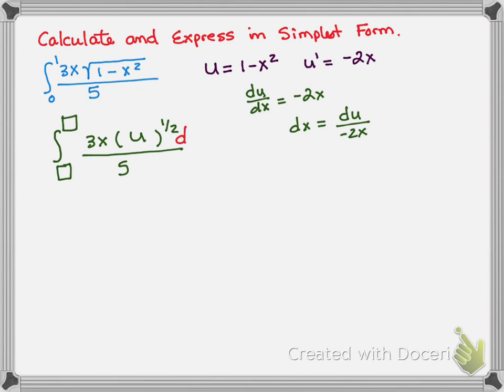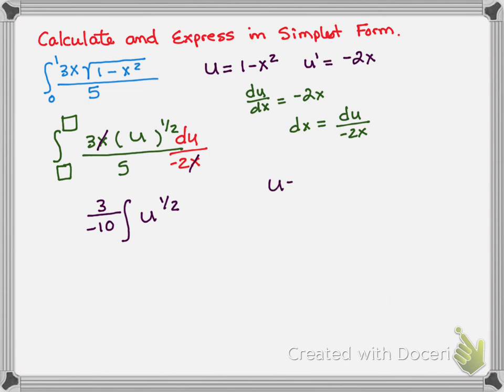So we're going to say du over negative 2x, and our x's cancel out. So we'll write this as the integral. We've still got a 3 that didn't cancel out, a 5 and a negative 2 for negative 10 in the denominator. U to the 1/2. And now I'm going to put my limits in terms of u.